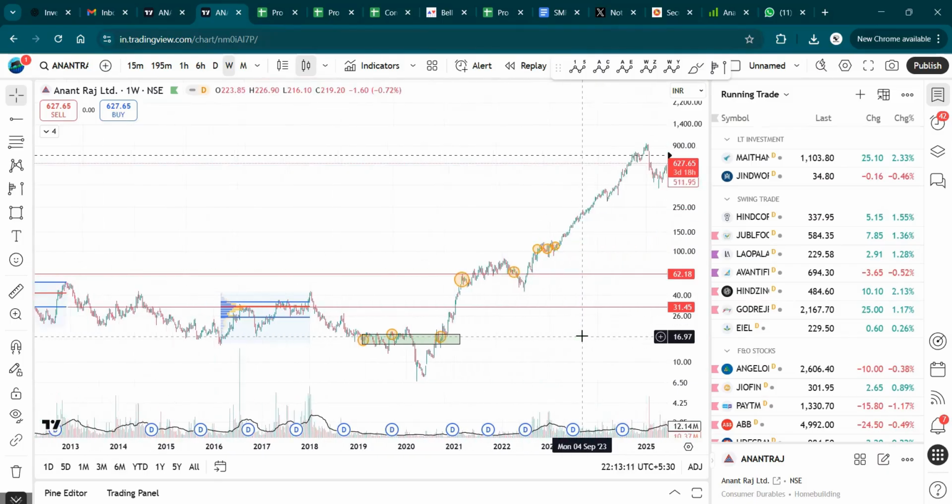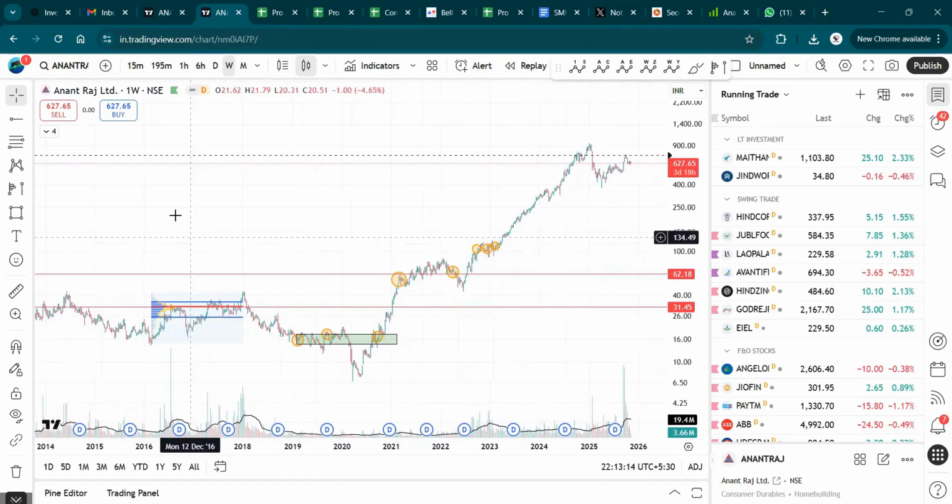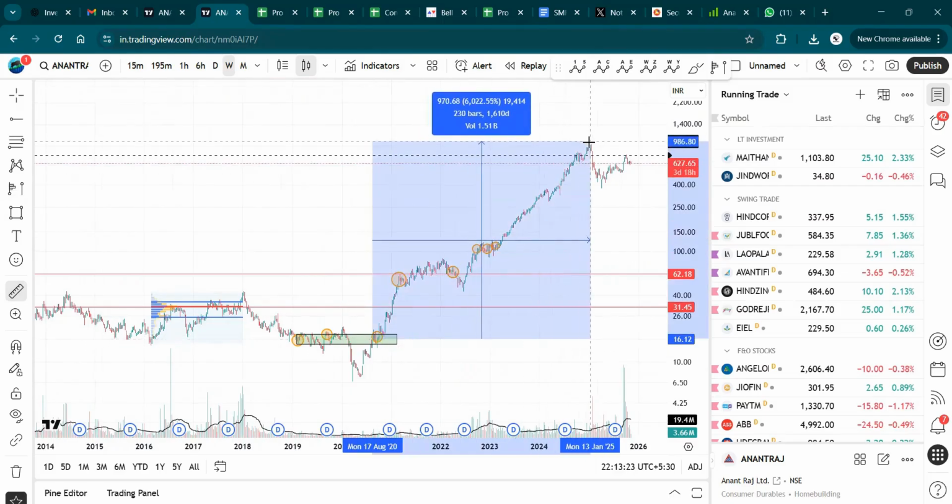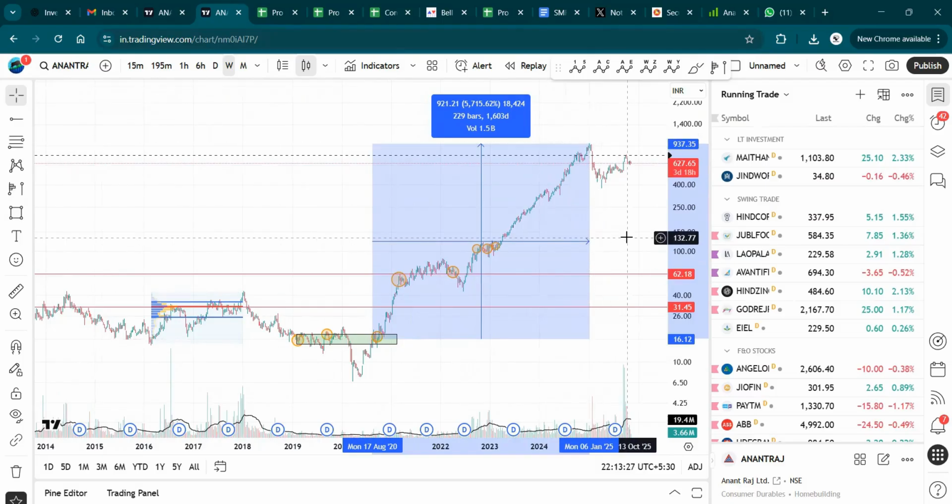If you had entered from here, just see how big a move this stock would have given you. You see, but I imagine that if you had entered in this range, you would have got a move of more than 50 times here. How to hold and what to do, I will tell you all those things, okay?